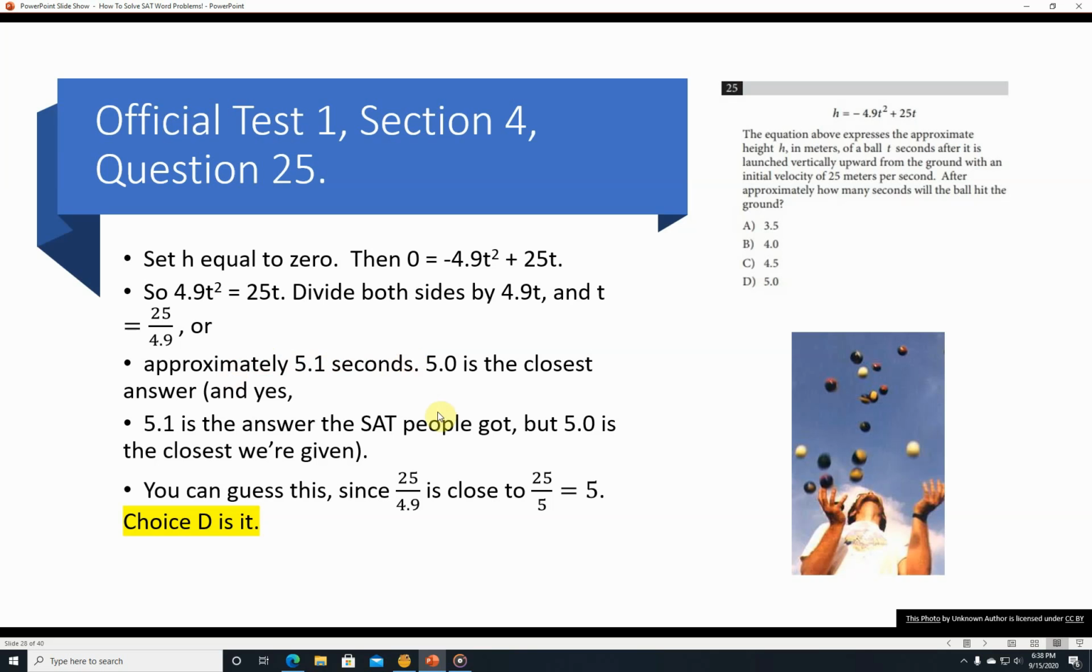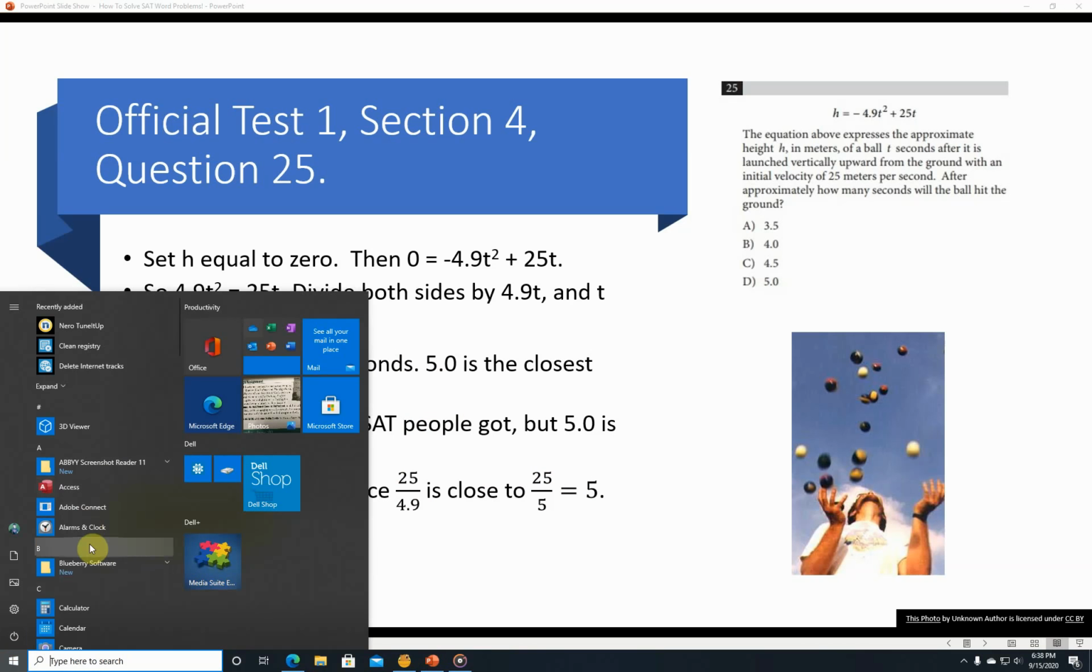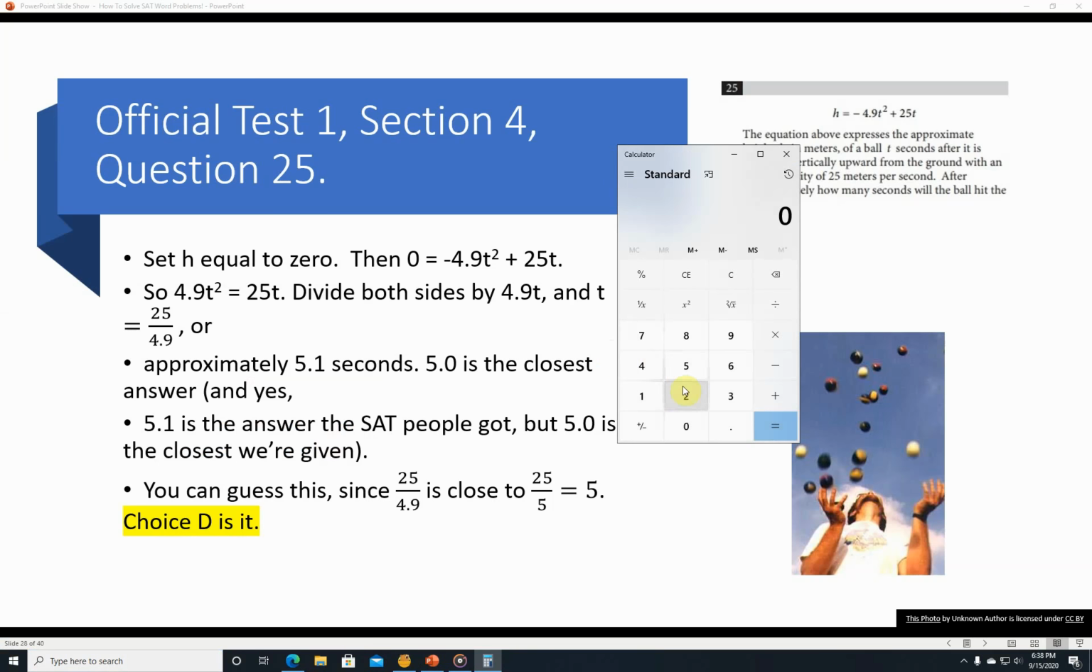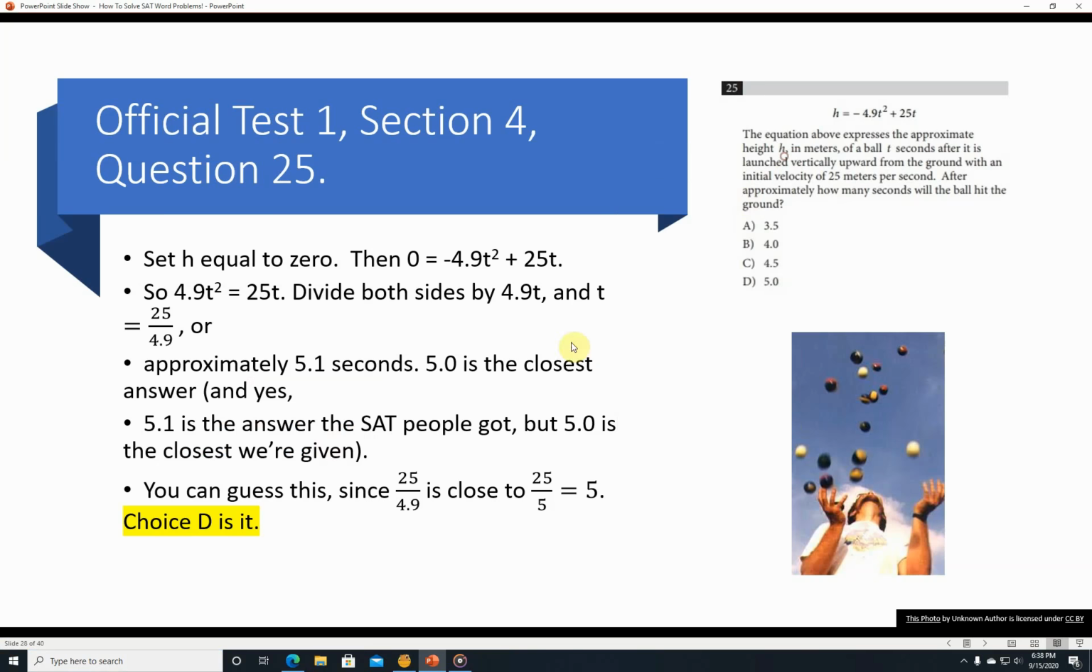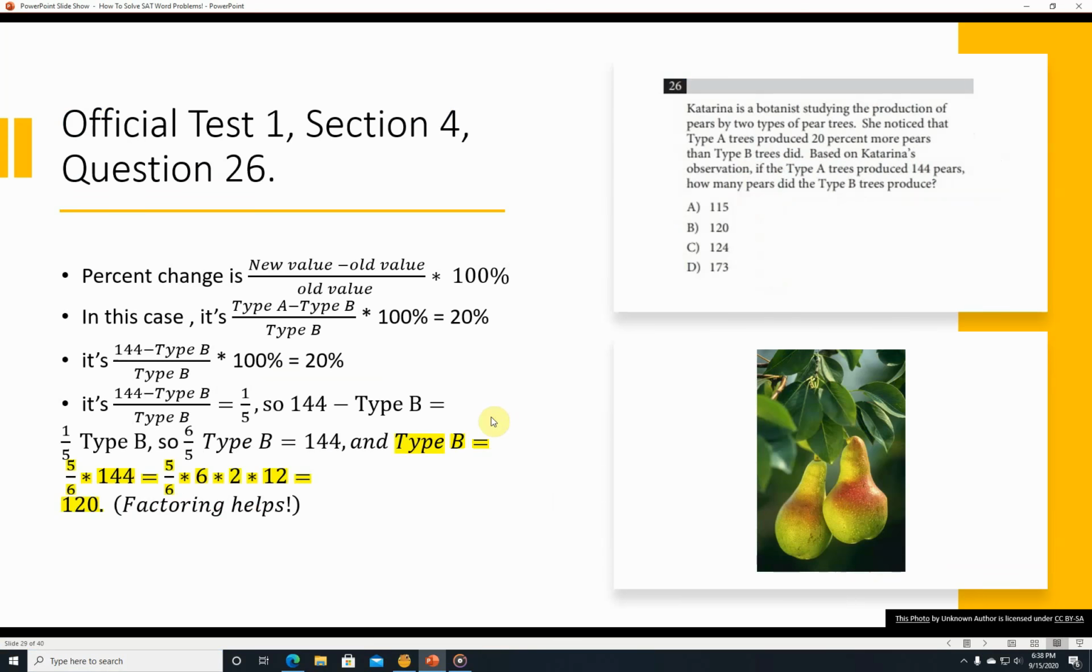5.0 is the closest answer, and yes, 5.1 is the answer the SAT people get in the answer explanation, but they tell you to choose 5.0 because it is the closest one, so that's approximately. You can guess this since 25 over 4.9 is pretty close to 25 over 5, which is 5. And if you don't believe me, here, I can actually show you. It's going to be 25 over 4.9 is roughly 5.1 seconds. Okay, so it's answer choice D.